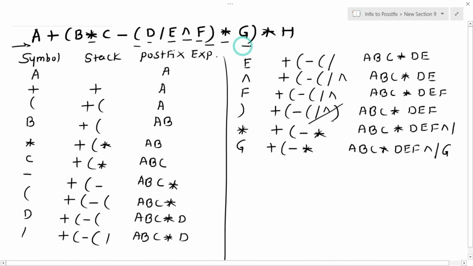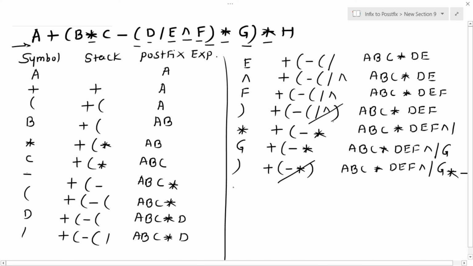Now the next symbol is the right parenthesis. So the right parenthesis goes into the stack. So here is plus, left parenthesis, minus, multiplication, right parenthesis, and the expression is ABC multiplication DEF exponential division G. Now minus and multiplication are both in between the left and right parentheses, so they get cancelled. So the topmost operator gets popped first and then minus.